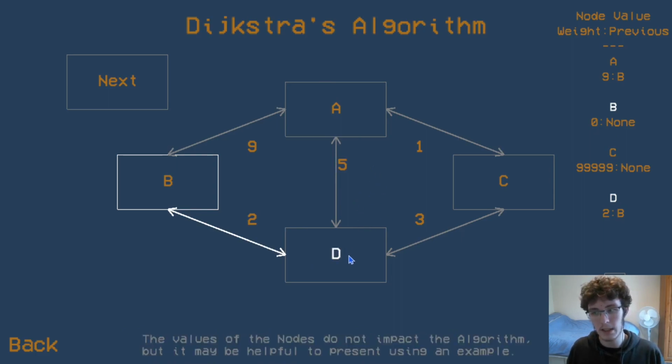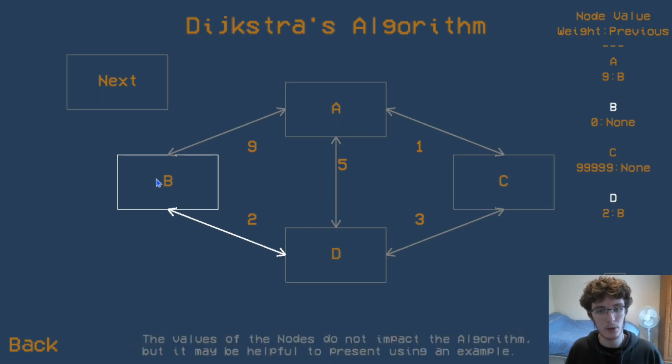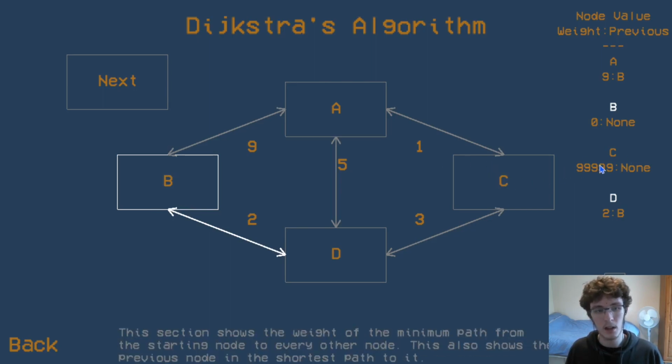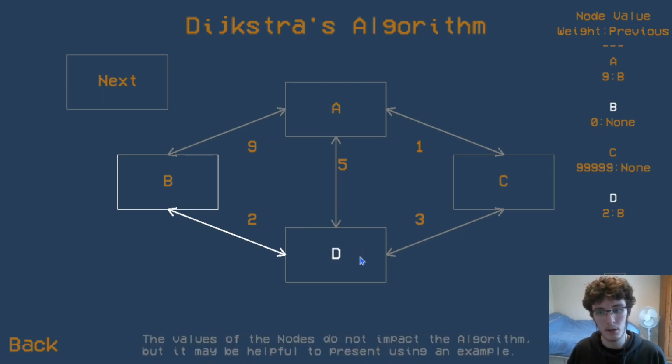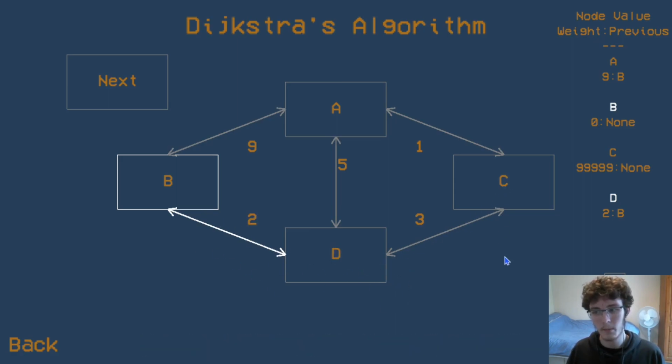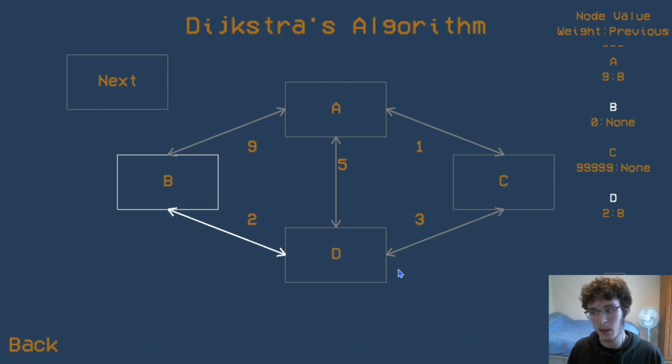We've also got this edge from D to C. Now we haven't reached C yet because there's no path directly from B to C. So this is going to have the infinite value as its current weight because we can't actually reach it. But because the weight of 3 plus the 2 that it took us to get to D, so this weight of 5, is going to be less than infinity, then we can update this value here and change the none also to D.